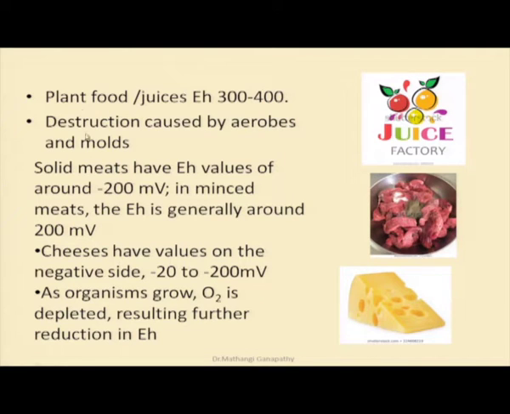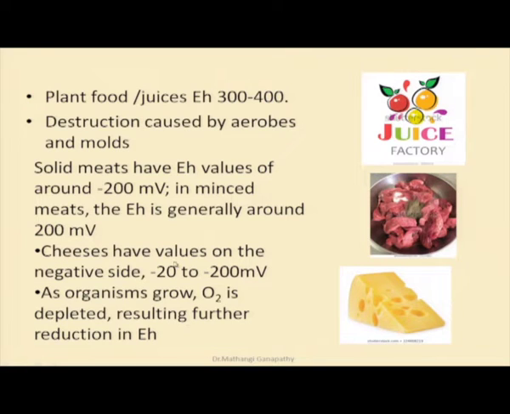So, let us take now the class, for example, plant juices, any plant based food or the fruit juices. For them, the Eh values are around plus 300 to 400. And here normally the damage or destruction to these plant foods or juices is by aerobes and molds. If you consider meats, here the oxidation reduction potential would be in the negative values, up to minus 200 normally, especially in the minced meat, around minus 200 millivolts.